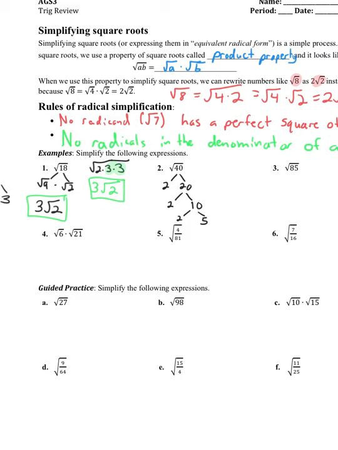And that's down to prime factorization. So we end up getting 2 times 2 times 2 times 5. And then any pairs that we have, we can pull out. Hey, I've got a pair of 2s there. I can pull those out. And I'm still left with a 2 times 5. Unfortunately, that's not going to simplify. So I just put it back together and say 2 root 10. That's my simplified expression here. Okay.